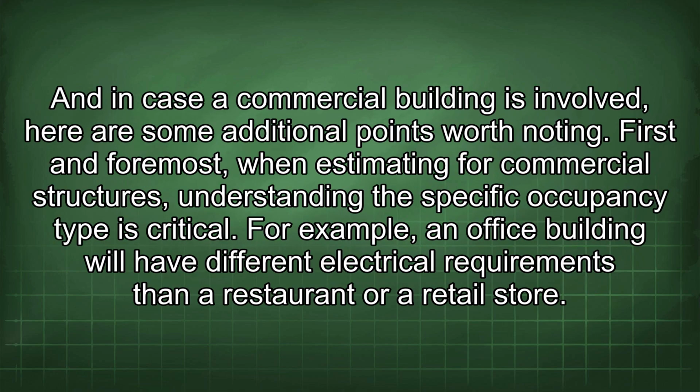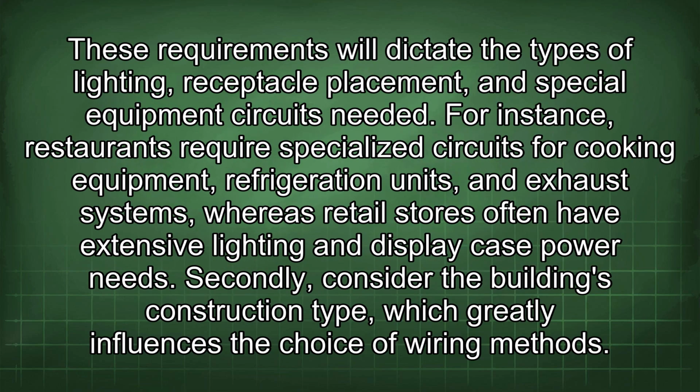And in case a commercial building is involved, here are some additional points worth noting. First and foremost, when estimating for commercial structures, understanding the specific occupancy type is critical. For example, an office building will have different electrical requirements than a restaurant or a retail store. These requirements will dictate the types of lighting, receptacle placement, and special equipment circuits needed. For instance, restaurants require specialized circuits for cooking equipment, refrigeration units, and exhaust systems, whereas retail stores often have extensive lighting and display case power needs.